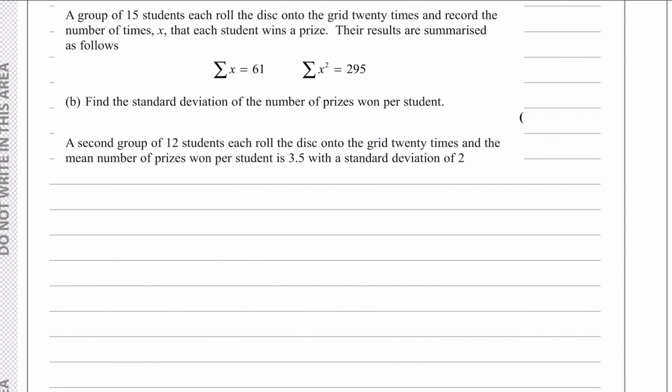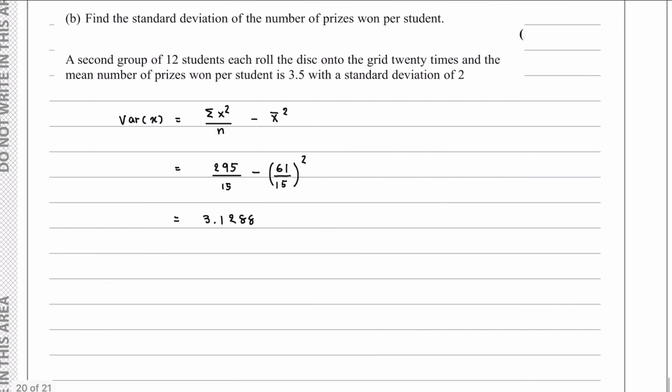In this problem, variance equals summation x squared divided by n minus x bar squared. The summation x squared is 295 divided by n, which is 15, minus summation x, 61, divided by n, which is 15, and then we square it.